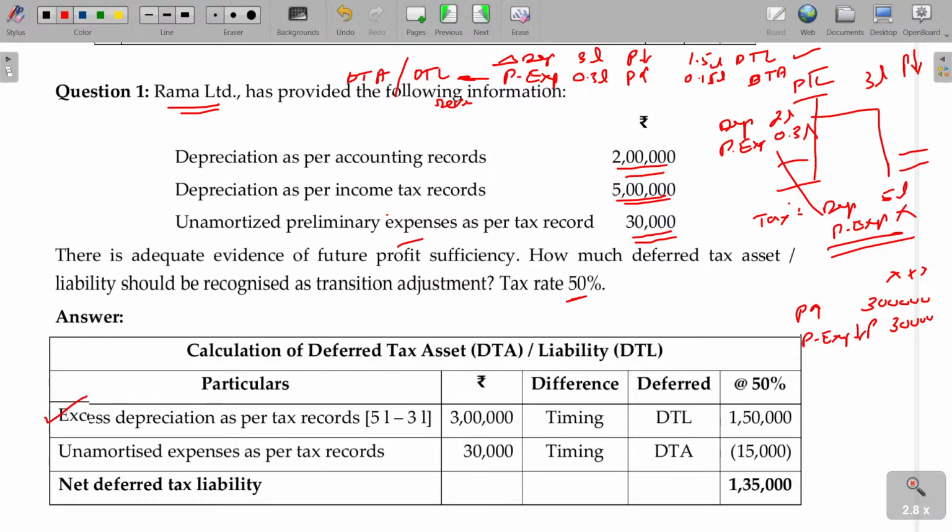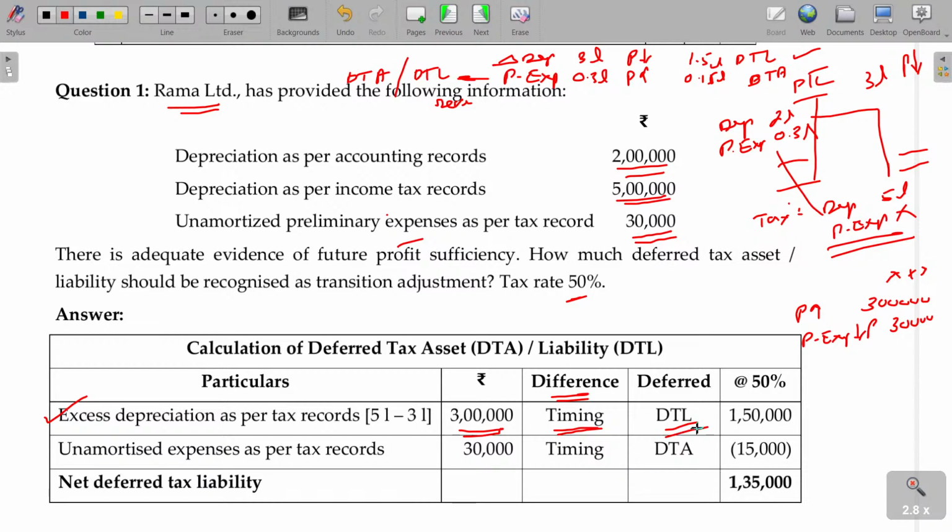Excess depreciation as per tax records by 3 lakhs. The difference type is timing, it's not permanent, and as the income is lower for taxation purposes, you are paying lesser tax. Anyhow, you have to pay the tax later on. As you have the commitment to pay later on, this is called DTL.